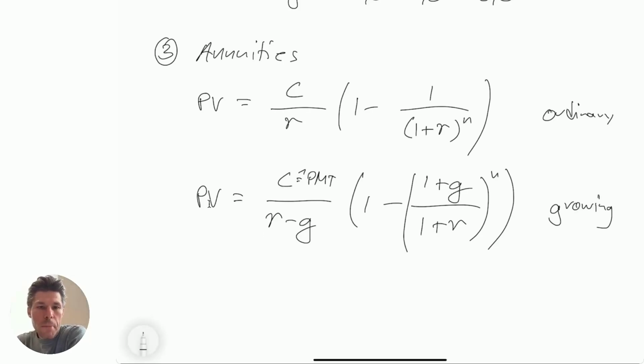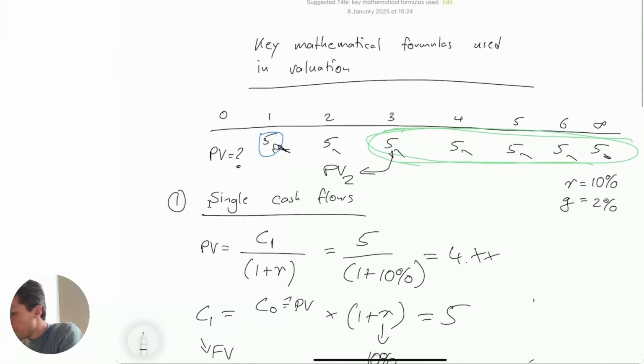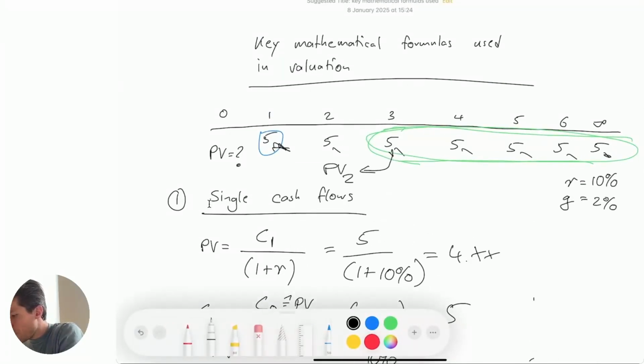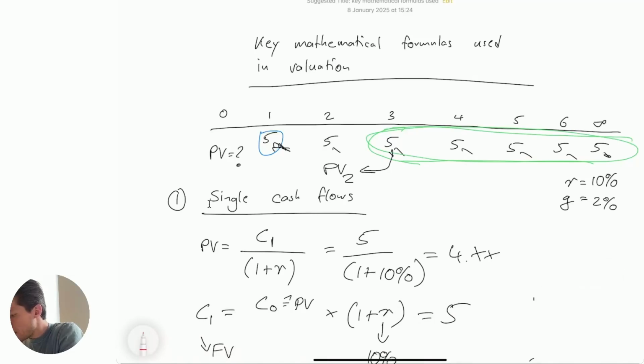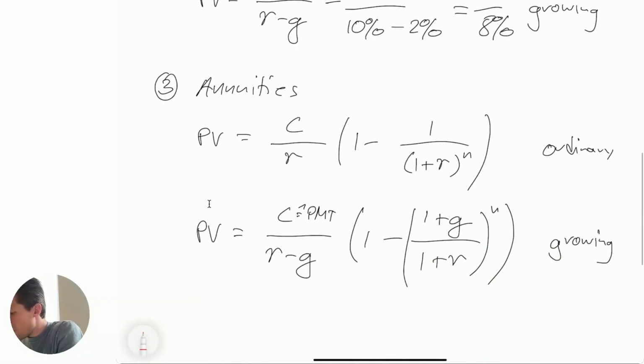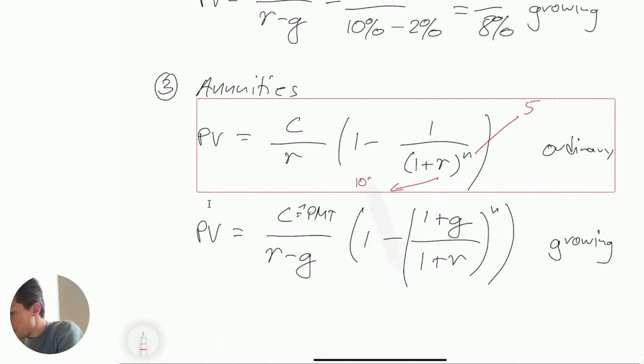And then the main part here is very important. Here we assume the cash flows don't go on indefinitely. For example, they start here and then they end here: 1, 2, 3, 4, 5, for 5 years. Then we would use n equals 5. R is the same, 10%. C is 5. G in this example is 2%. R is 10%. And so on.